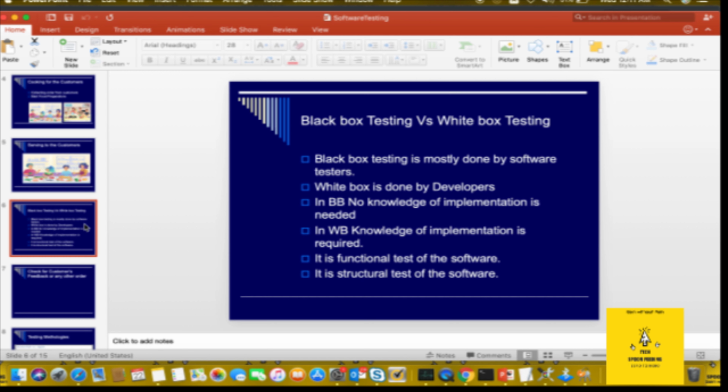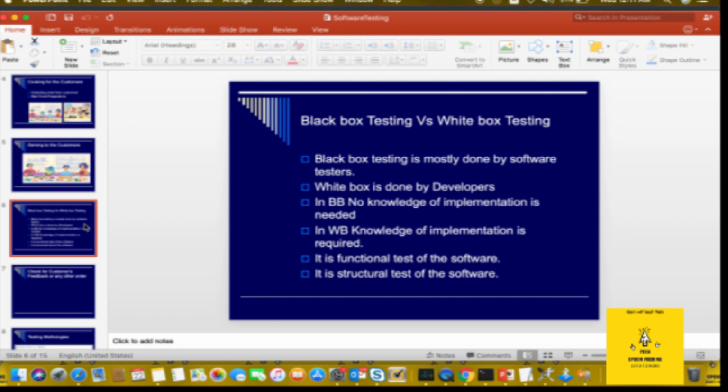Now we can map that other person to a tester. Yes, he is a test engineer. He is there for testing purposes only. In this process, his responsibility is testing the product only. But the first guy who made the biryani is a developer, and he has also tested it. Then what is the difference between these two testings?